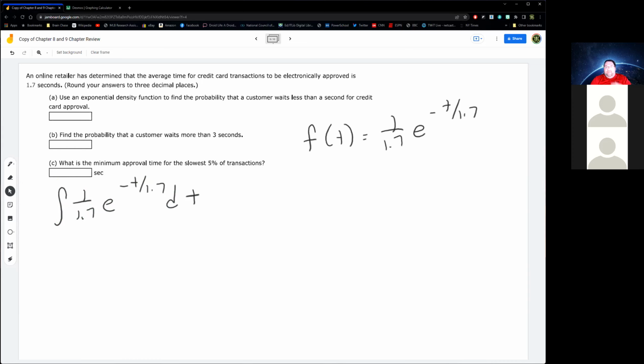One thing, if you do a few of these, you're going to start to notice a pattern forming. The pattern is this basically cancels out the number in front. So this answer is just negative e to the negative t over 1.7. Because if you do the u substitution on it, that's going to give you 1 over 1.7 dt, which is going to cancel that part out anyway. All you're left with is the negative sign. And that's why there's a negative sign in front.